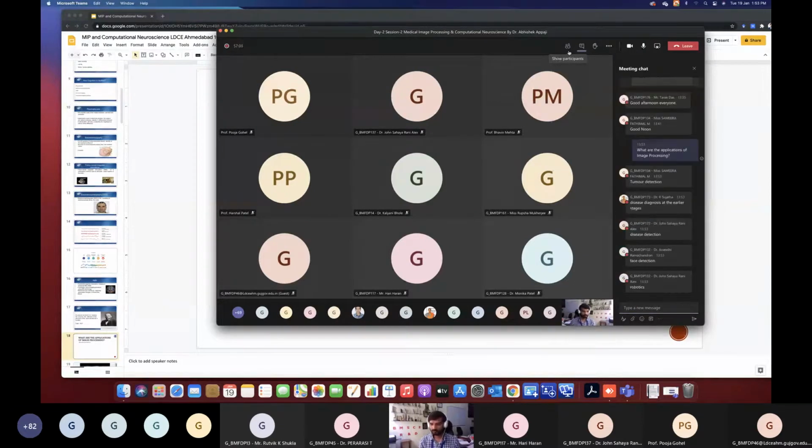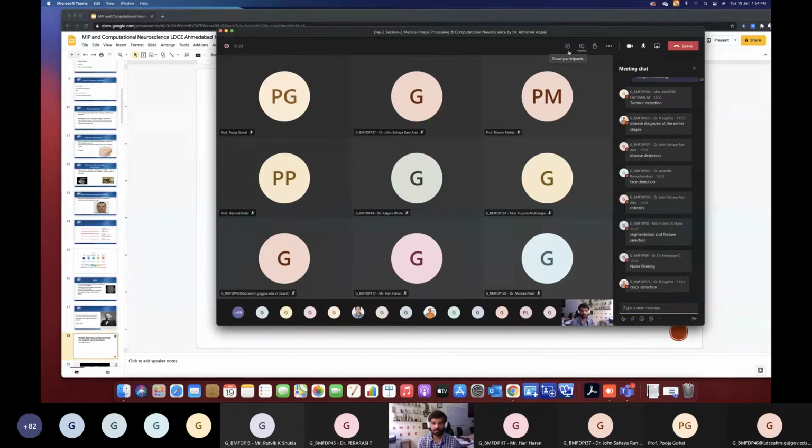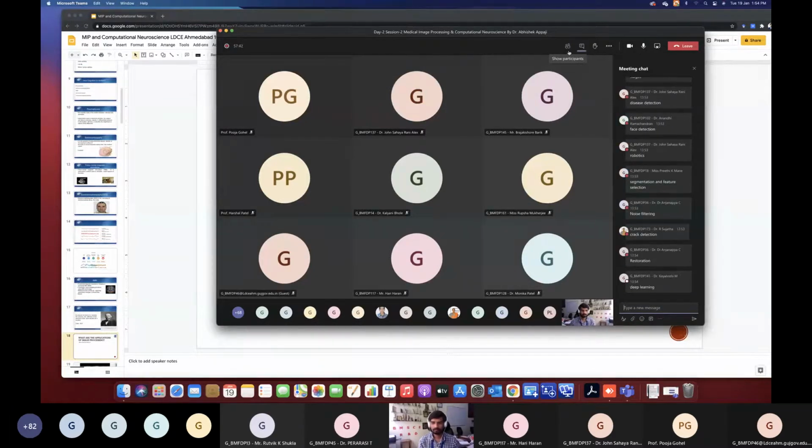Face detection, wonderful. Pattern detection, okay. Segmentation, feature selection, noise filtering, robotics. Wow. Communication. Can you repeat it? Okay, biometrics. Yeah. Fingerprinting, fingerprint technologies, and so on. Yes. Restoration, crack detection. Okay, what else? Deep learning, okay. Fine, we have got a pretty decent number of answers.